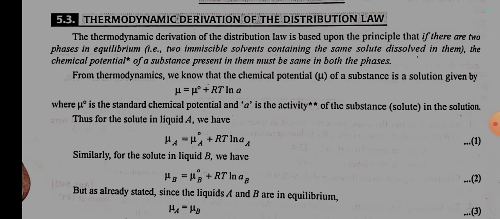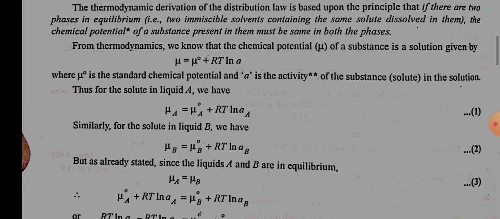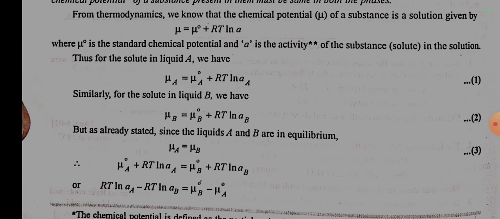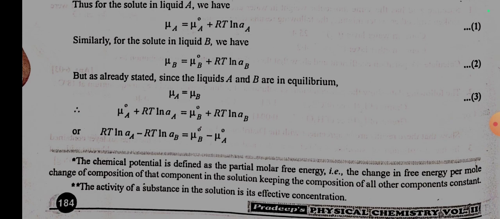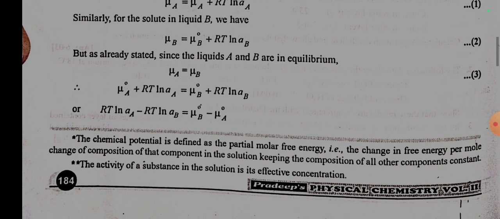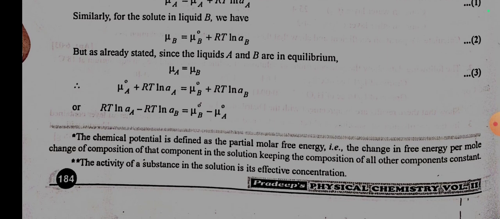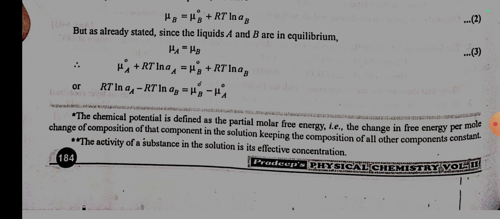From thermodynamics, we know that the chemical potential mu of a substance is given by mu equals mu naught plus RT ln a, where mu naught is the standard chemical potential, and a is the activity of the solute in the solution. Thus, for the solute in liquid A, we have mu A equals mu naught A plus RT ln aA. Similarly, for the solute in liquid B, we have mu B equals mu naught B plus RT ln aB. But as already stated, since the liquids A and B are in equilibrium, mu A equals mu B. Then mu naught A plus RT ln aA equals mu naught B plus RT ln aB, or RT ln aA minus RT ln aB equals mu naught B minus mu naught A.